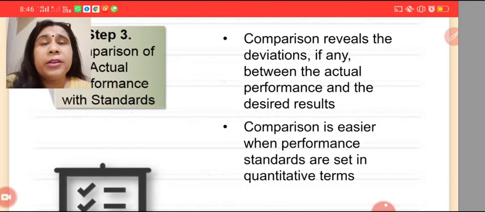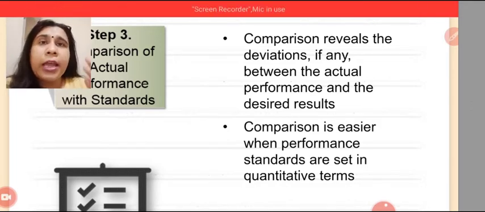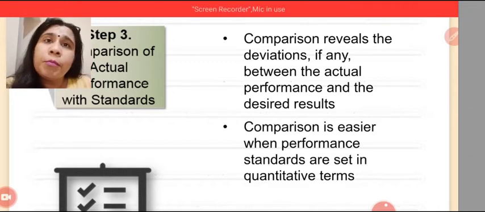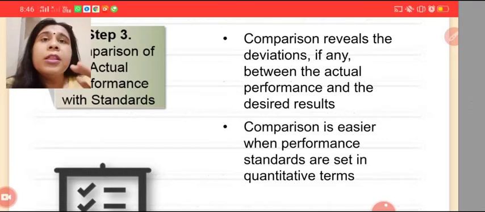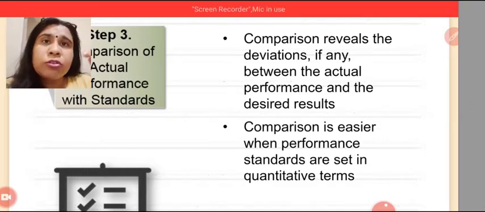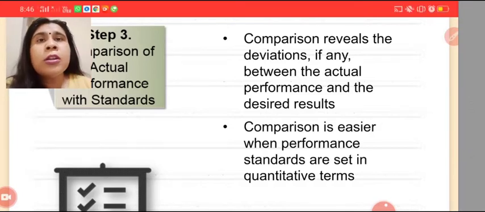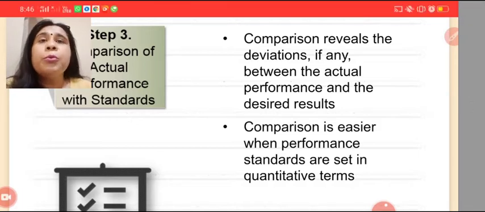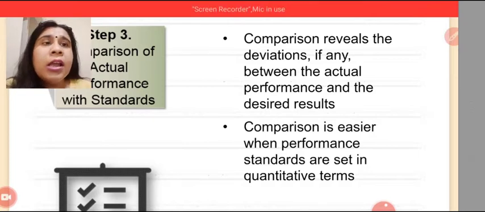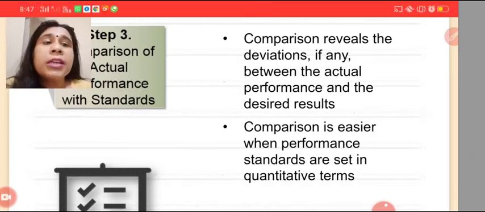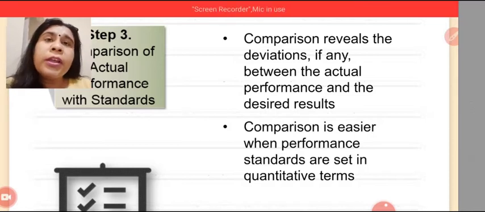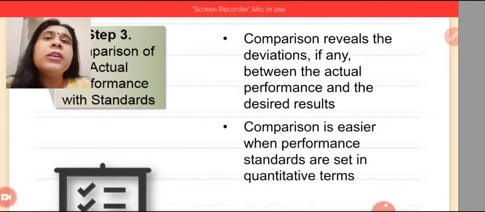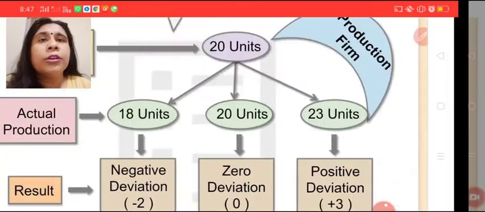Then step 3 is comparison of the actual performance with the set standards. When the comparison is done between the actual performance and the targets, it will reveal the deviations. Deviations could be positive or negative. That is, actual performance may be more than the targets or it may be less than the targets. So comparison reveals the deviations, if any, between the actual performance and the desired results. Comparison is easier when performance standards are in quantitative terms. That is why at the time of step 1, setting the standards, it should be tried to fix the standards in quantitative terms.